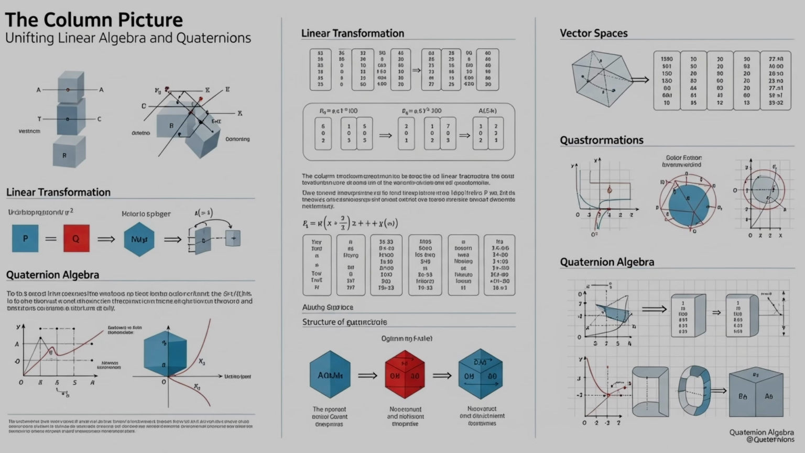The column picture underpins direct memory layout, parallel processing, and even these complex iterative algorithms. It's like the unifying language. It truly is. Let's make this even more concrete. Part 3. Google's PageRank. This is a classic example, right? A perfect example of iterative methods and the column picture solving a massive real-world problem.